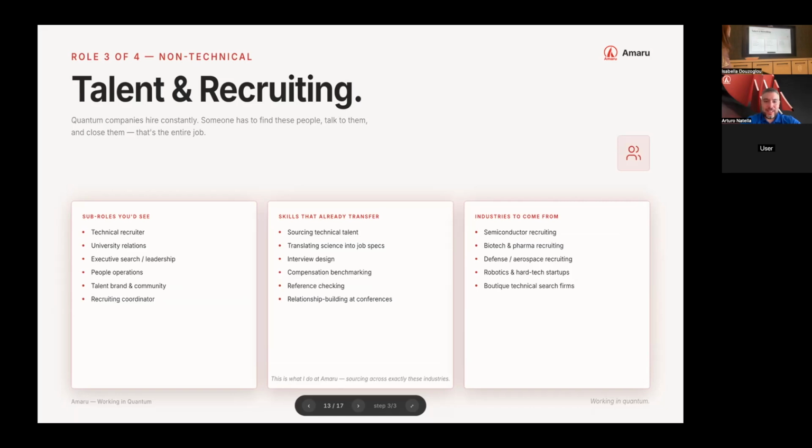You don't need that. It's helpful in terms of recruiting, and I would argue the recruiters that spend more time and become more technical and understand the material better and can understand the equations will do better. But is it necessary? No, but it is certainly more helpful. If you're a recruiter coming into the quantum space, from a lot of the industries that I'm seeing, it's semiconductor recruiting, biotech, defense, robotics, and even boutique technical search firms. If you're in those spaces, because you have that technical expertise, you can transfer in, and I do say more easily transfer, into a quantum computing company.